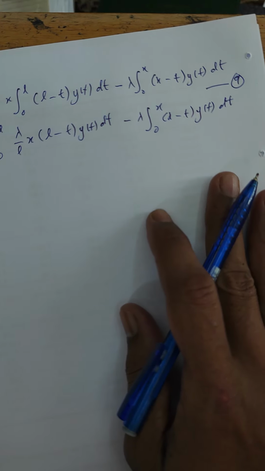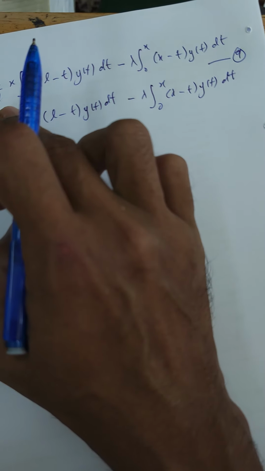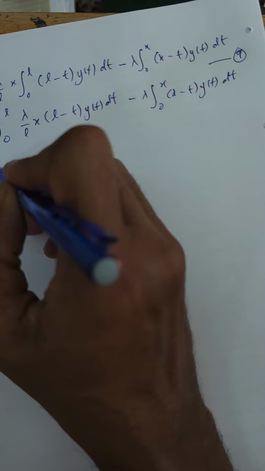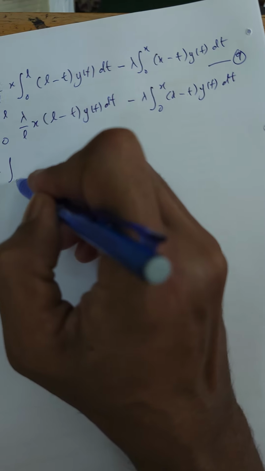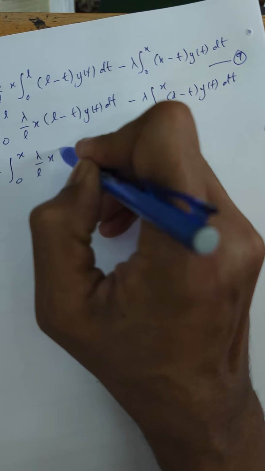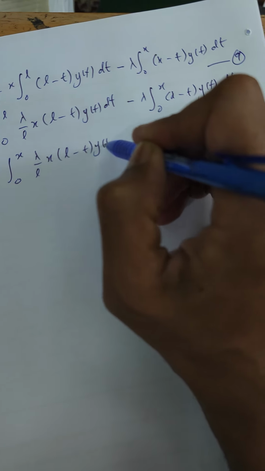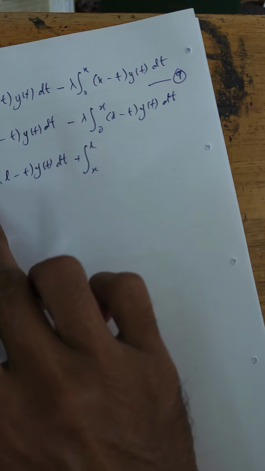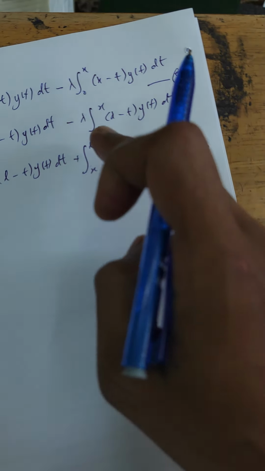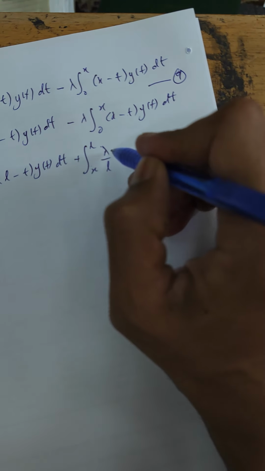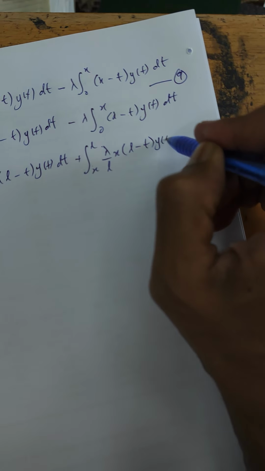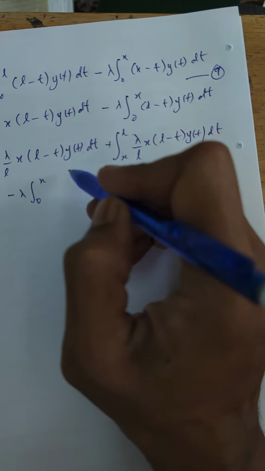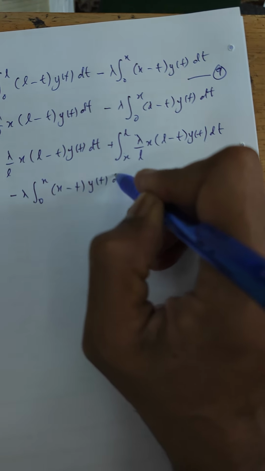Alright, and then for this integral here, because we have 0 to L, we split the integral into 0 to x and x to L. So I can write this as equal to integrate 0 to x, lambda over L, x (L minus t) y(t) dt, plus we integrate from x to L. What we do here is split the integral from 0 to L into 0 to x and x to L. So the integral is still the same, x (L minus t) y(t) dt, minus lambda integral 0 to x, (x minus t) y(t) dt.